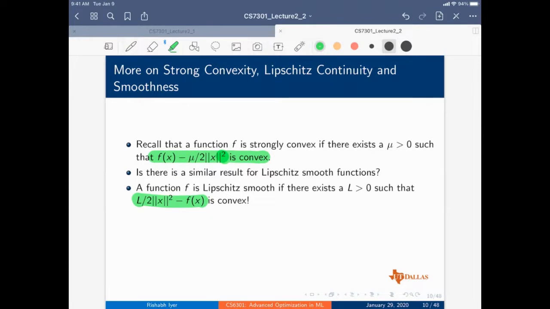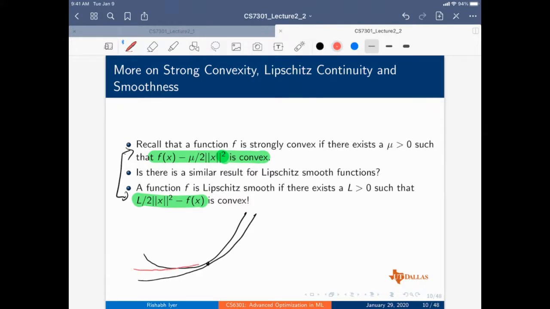One expression is saying that you subtract mu by 2 x square, and it should still be convex. And the other one is saying that you subtract from a quadratic function f of x and it should still be convex, right? So in some sense, this should tell you that there is some kind of sandwich property over here, right? Sorry about my drawing.